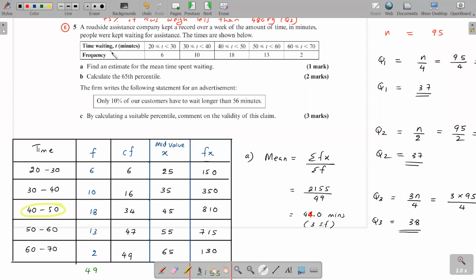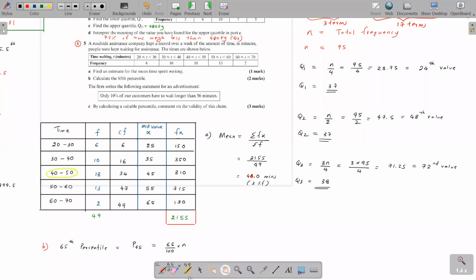Now you can see here in this table they have given you the waiting times, basically the waiting times and the frequencies. So they are saying only 10% of their customers will wait more than 56 minutes. So is this true? We need to check on this claim. So how do we do this? They are asking you, by calculating a suitable percentile, to comment on the validity of the claim.